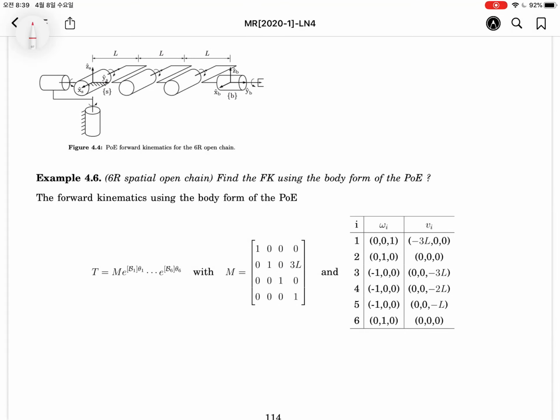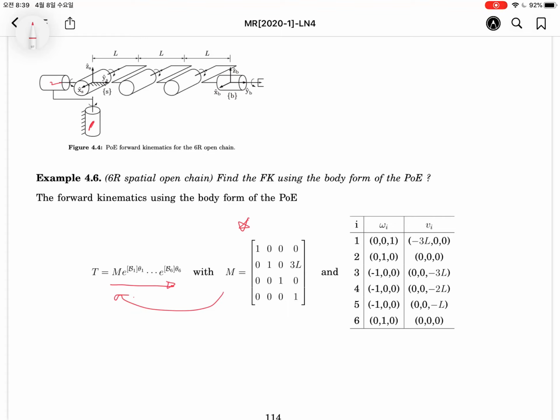Okay, let's have a similar example. 1, 2, 3. Okay, we have the same position represented by the 4x4 matrix. And as mentioned before, this is the body form of POE. M is given here. The remaining task is to find out the screw axes in the body frame.